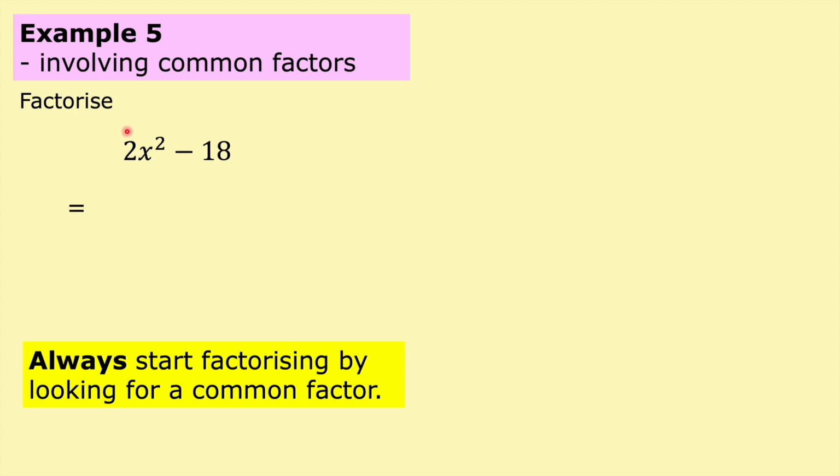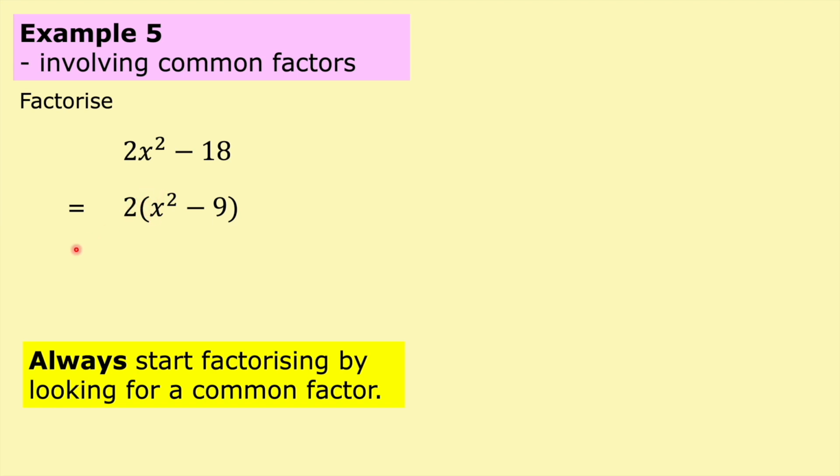Just using your previous knowledge of factorising with a common factor, we would take out 2 on the outside of our brackets, 2 times, and then fill in your brackets. 2 times x squared will give us the first term, and then 2 times 9 will give us the second term. And now notice that inside the brackets, we have a difference of 2 squares. So when we are factorising, we are always fully factorising. So we need to check inside our brackets to see, can we factorise this any further? And in fact, we can.